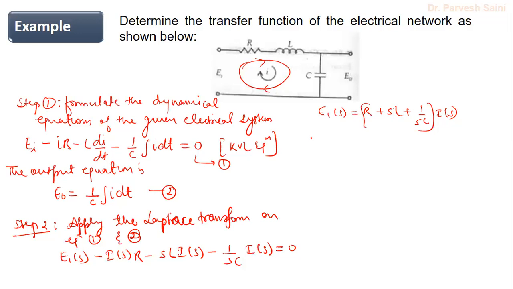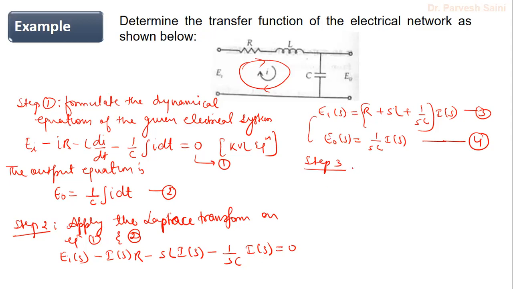Similarly, the Laplace of equation 2 will give us E naught S is equal to 1 upon SC into IS. So this is, for example, equation number 3. This is, for example, equation number 4, right? So we can simply come to the last step, because there is nothing to rearrange in these two equations. These two equations are quite simple.